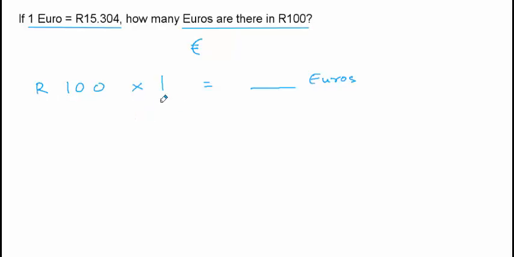And then, in place of this 1, I can write down any expression that evaluates to 1. For example, I could have written, let's say, 1 is equal to 2 over 2, or let's say 50 over 50. I can pretty much write anything in its place that equates to 1. And what I'm going to do is, because I want to get rid of this rand and bring in a euro, I'm going to say this is equal to 100 rand times a certain number of euros divided by a certain number of rand.